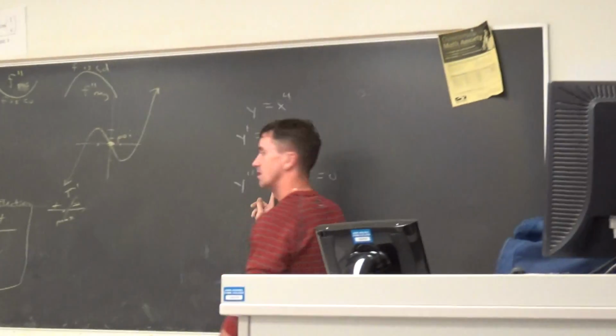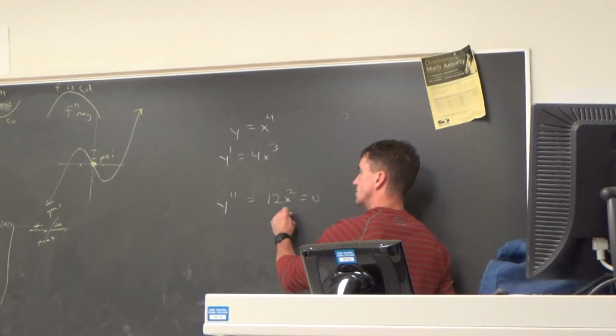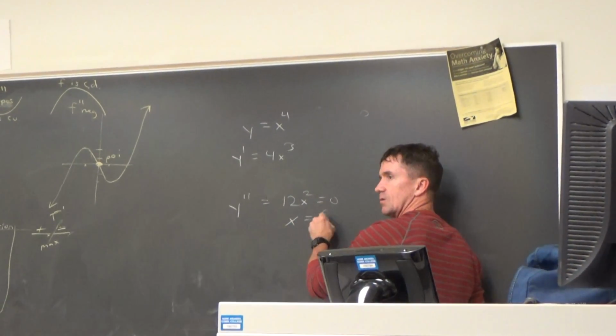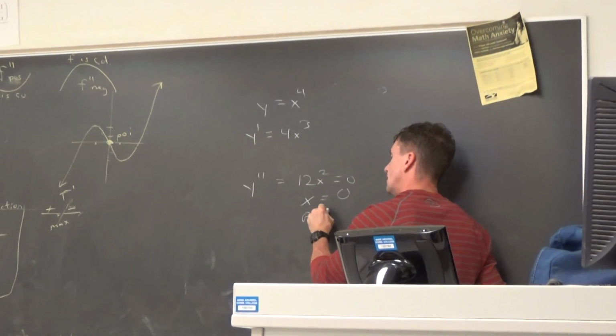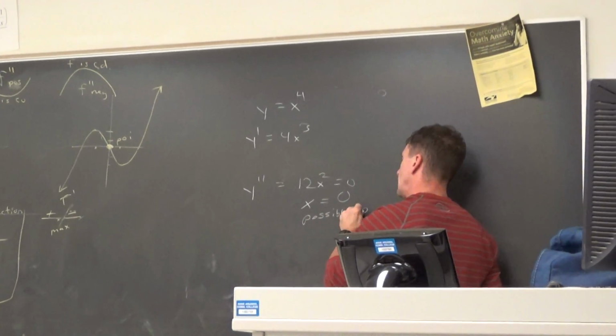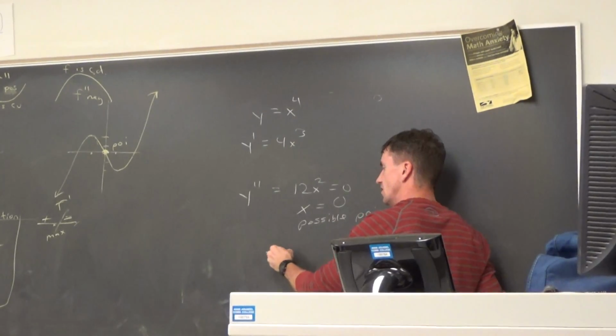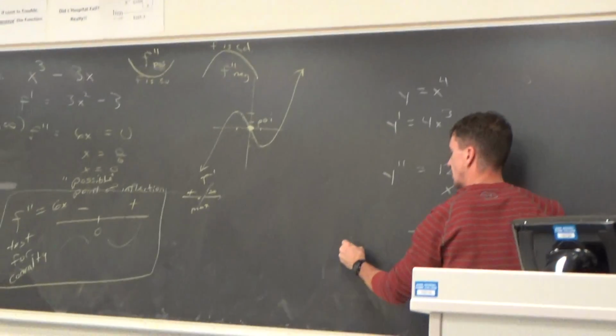Look at this. What's the value? What solves that equation? x equal to 0. So right now, this is not a point of inflection, this is called a possible point of inflection. And you'll notice something, look. My second derivative test.